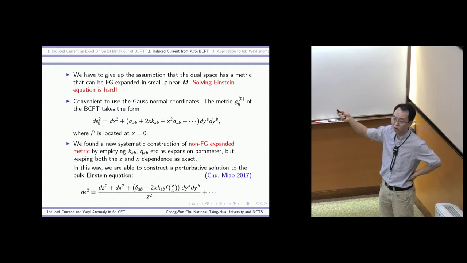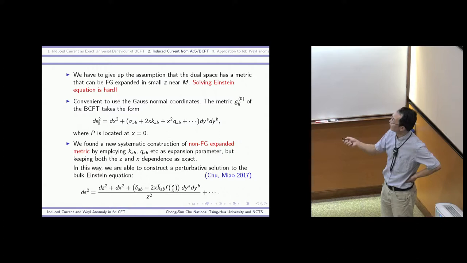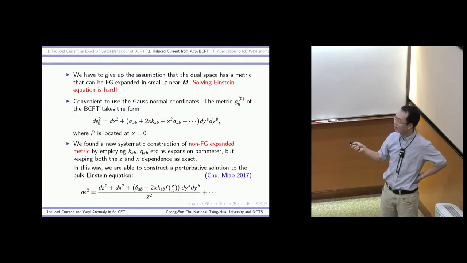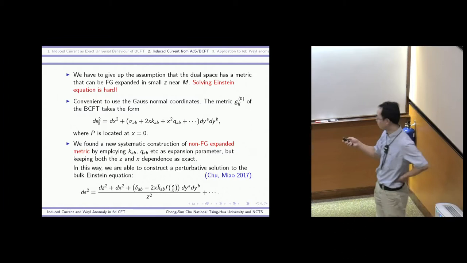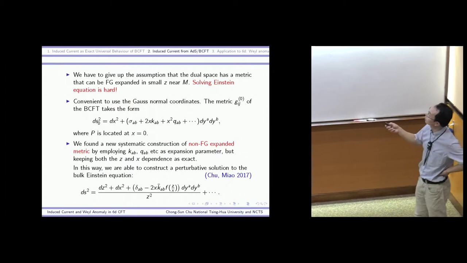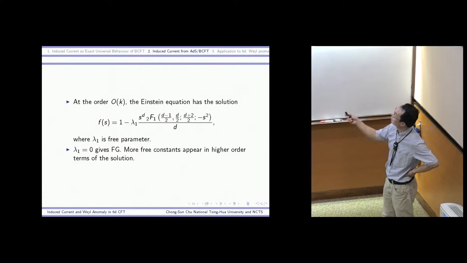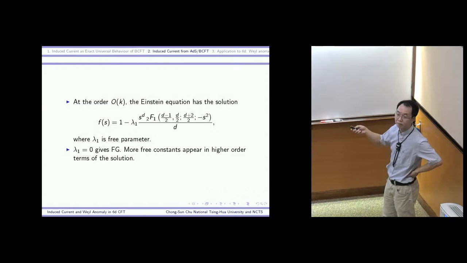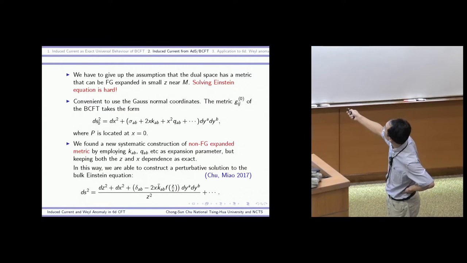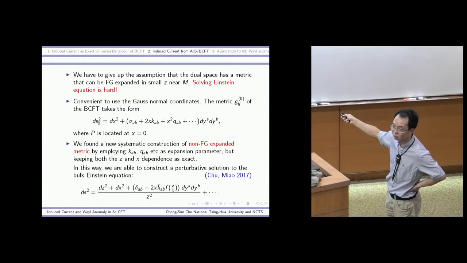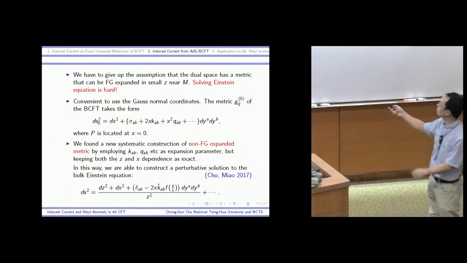So in the end, we find a non-FG expansion. That means we keep the x and the z dependence exact, but we keep, for example, the boundary curvature small. And using that, we can solve the Einstein equation. For example, this function f here can be solved, and it is given by something like this, depending on the dimension. It turns out that z and x come in a single-variable combination instead of z and x separately. So it has a single variable. Instead of a PDE, we have an ODE for the Einstein equation. So we can solve it.